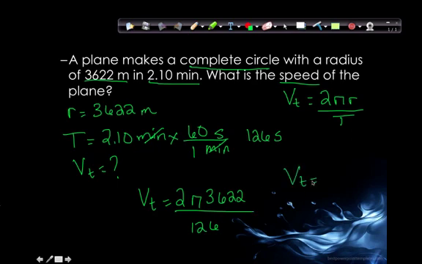So VT here, so I'm going to multiply everything out. So 2 times 3.14, that's fine. If you want to use the pi button, that's also fine. So multiply it out. I get this, divided by 126. And I will get VT is equal to 180.5 meters per second. Do not forget the unit here. If you look right here, our radius is in meters, our time is in seconds, so it should just be meters per second.